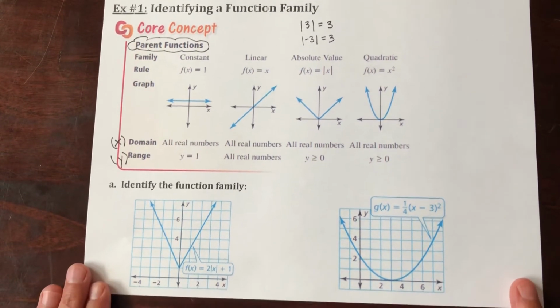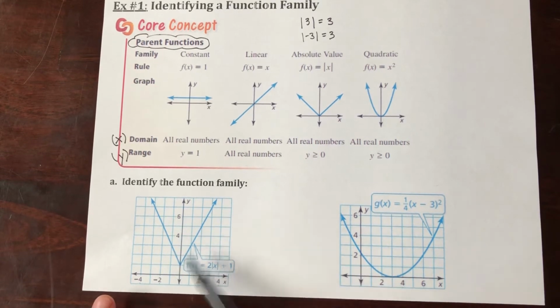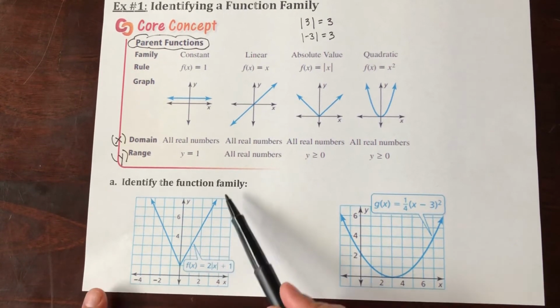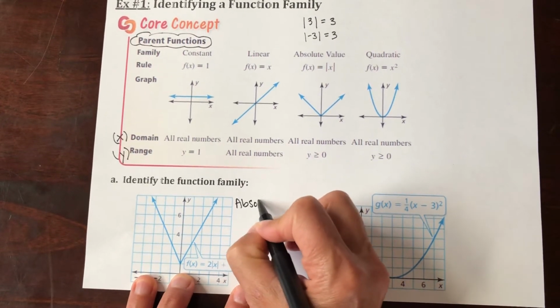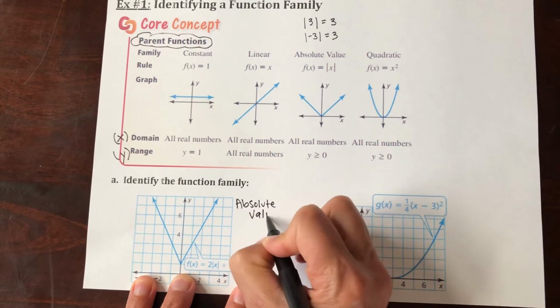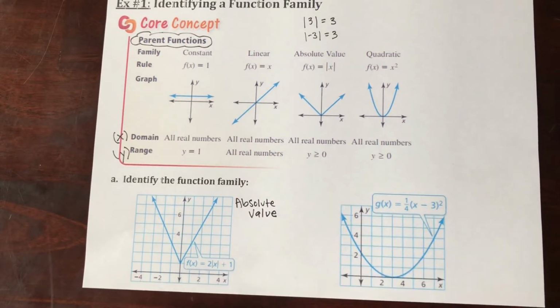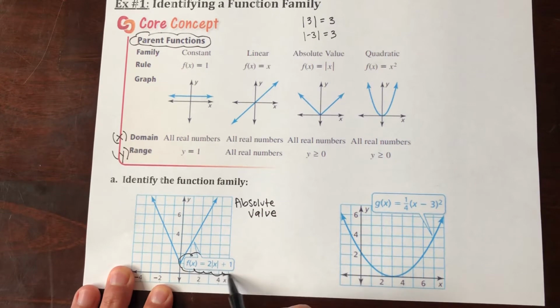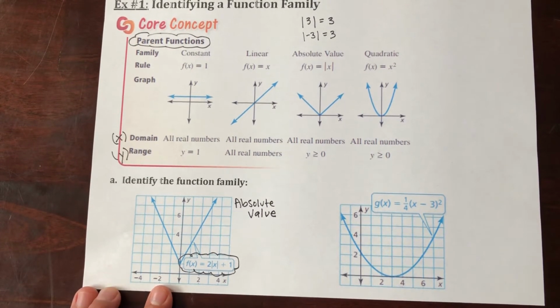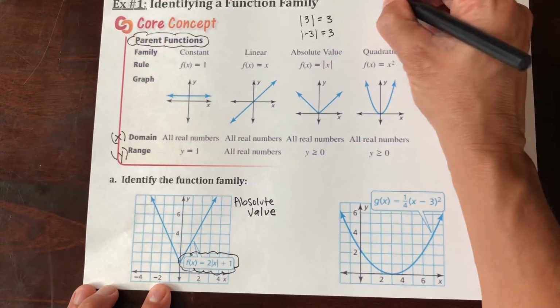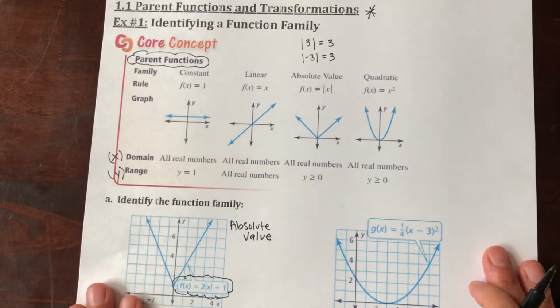So to identify functions, we just look at the shape of the graph. In this case, we have a V shape. So to identify this, I would say, oh, that's an absolute value function, and I know this because of the V shape. I also know this because the equation has absolute value bars in it. Now, this is not as simple as our parent function. It's been multiplied by 2 and had a 1 added to it. So that is a transformation, or a change of a graph, and we'll talk about transformations as we move on here.